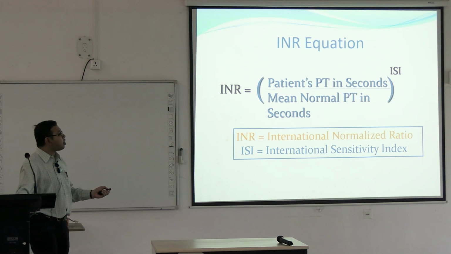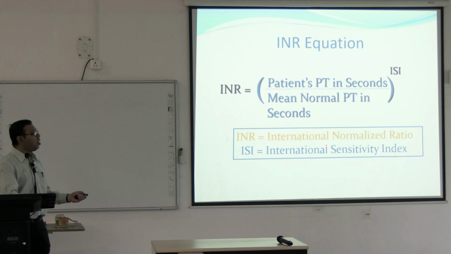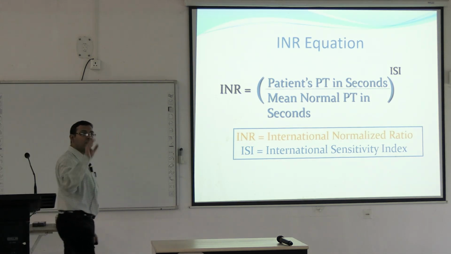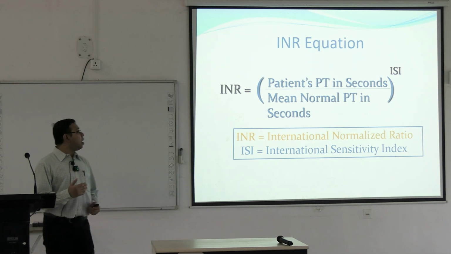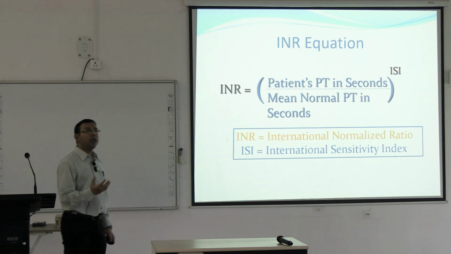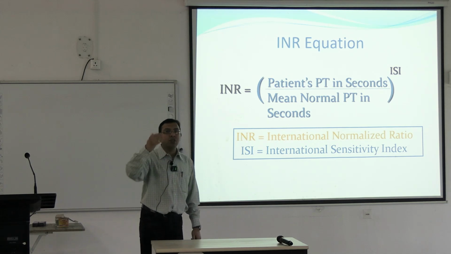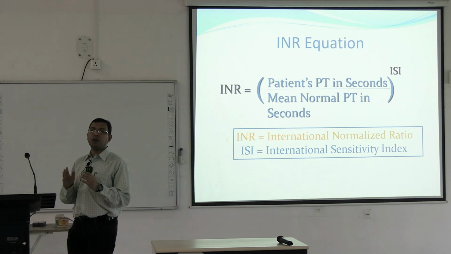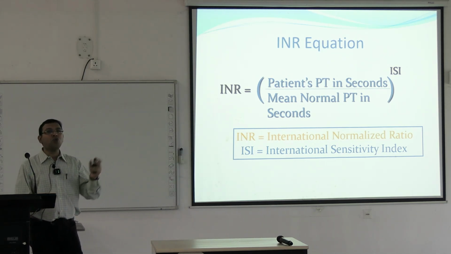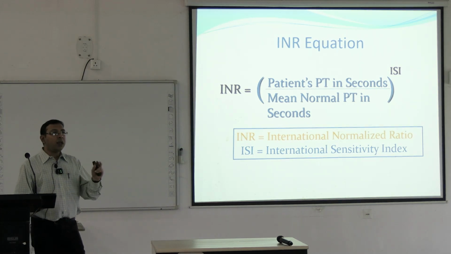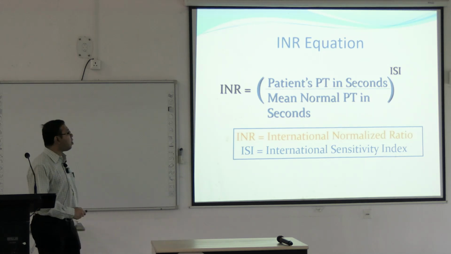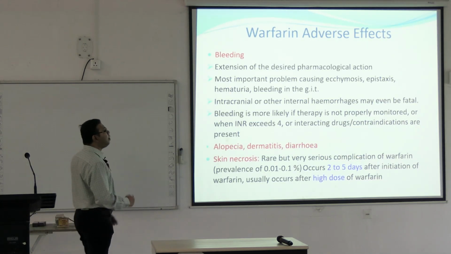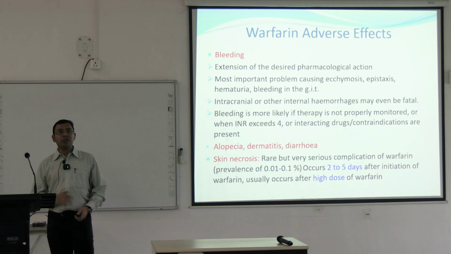The INR is the patient's prothrombin time in seconds divided by the mean normal prothrombin time in seconds, to the power of ISI. ISI is the international sensitivity index, which is fixed for different age groups and for different ethnic groups. From this we can determine the INR, and accordingly the dose of warfarin can be increased or decreased. Usually for different diseases we have to keep the INR, for example, between 2 to 3 or 3 to 4, and accordingly, if it is lower or higher, we have to increase or decrease the dose of warfarin.